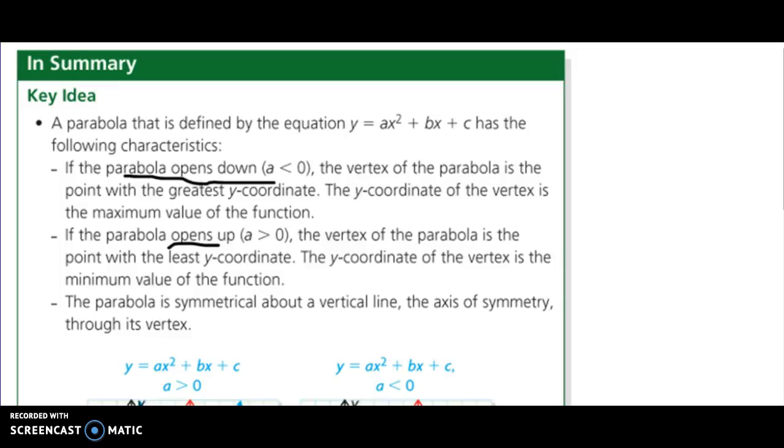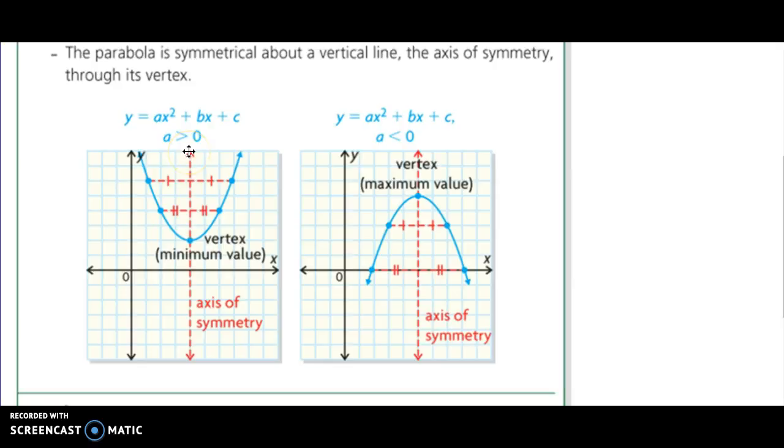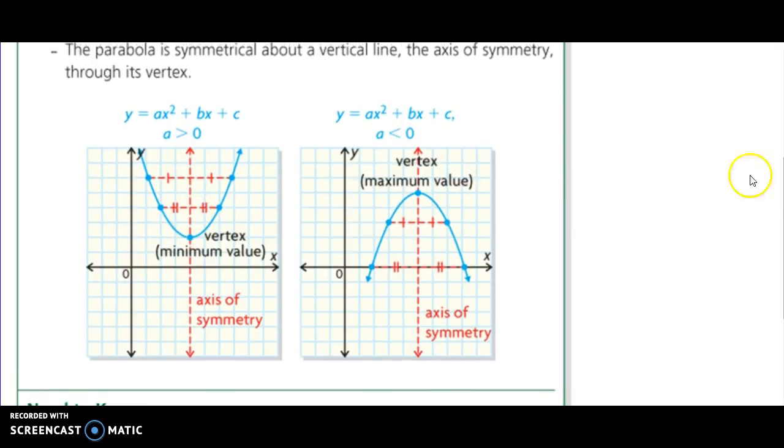The parabola is symmetrical about a vertical line called the axis of symmetry. The axis of symmetry is what cuts your picture into two even pieces, so they should be a reflection of each other, one on the other side of the other. So this is your axis of symmetry. The parabola is symmetrical about the axis of symmetry through the vertex. The vertex is your minimum value, or if your picture is opening down, then it's your maximum value. Your vertex is either your highest or your lowest point.